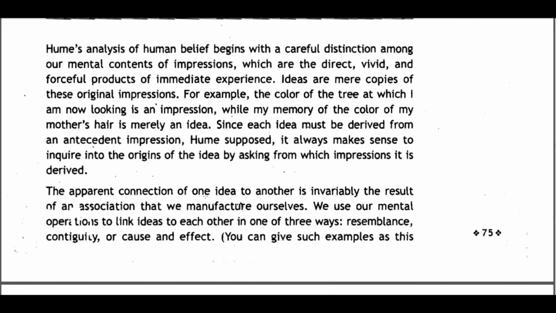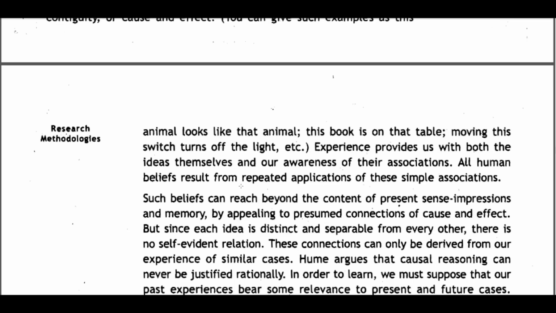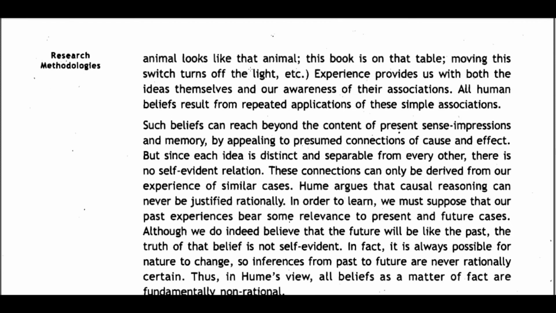The apparent connection of one idea to another is invariably the result of an association that we manufacture ourselves. We use our mental operations to link ideas to each other in one of three ways: resemblance, contiguity, or cause and effect. You can give such examples as this: this animal looks like that animal, this book is on that table, moving this switch turns off the light, etc. Experience provides us with both the ideas themselves and our awareness of their association. All human beliefs result from the repeated application of these simple associations.